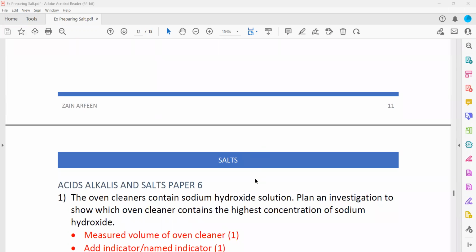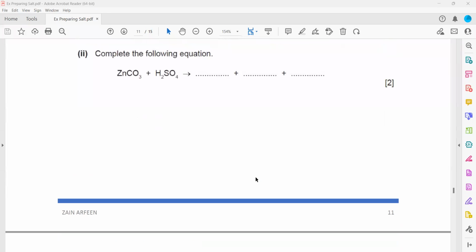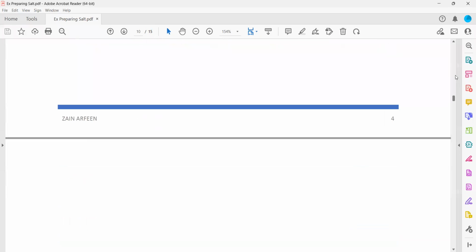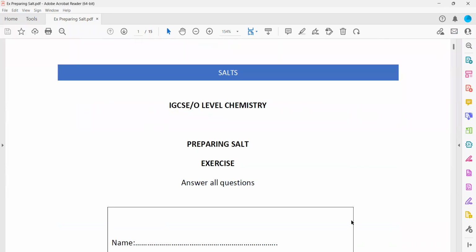Then paper 6 questions are there along with the answer key related to preparation of salts. So this was an exercise on how we can prepare salts, soluble and insoluble salts.